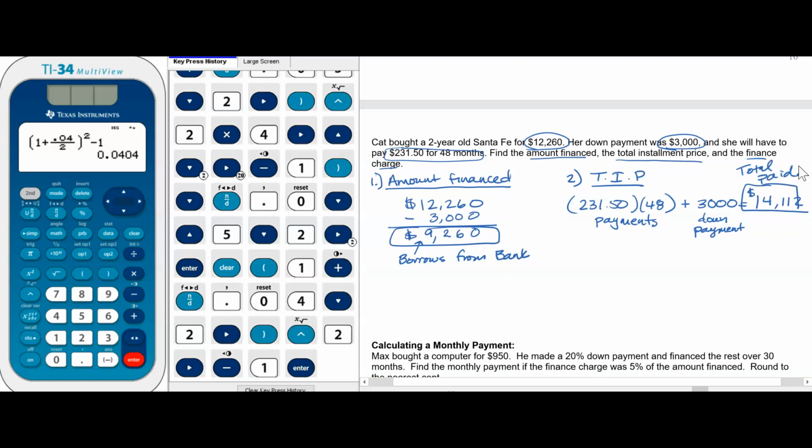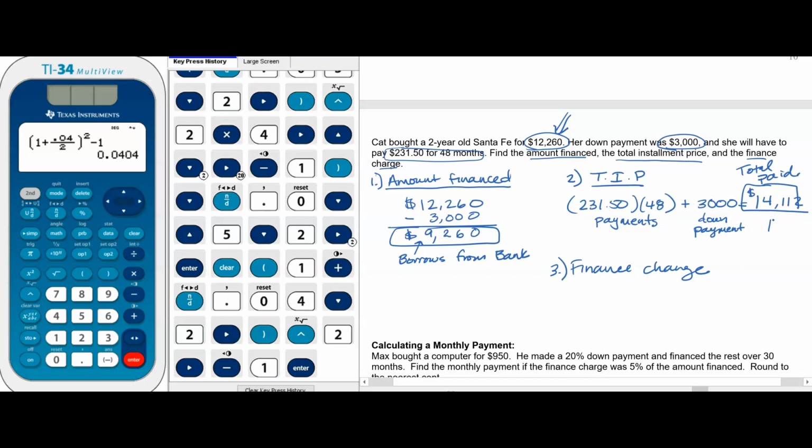So again, check out the price of the car. The car is a little over $12,000. She ends up paying over $14,000 because she ends up paying some in interest. And then the third one that we're going to find is the finance charge. So that's the amount in interest that she ends up paying.